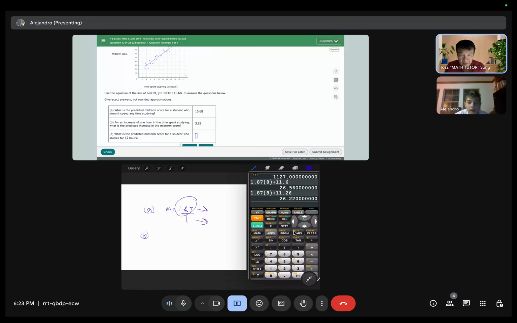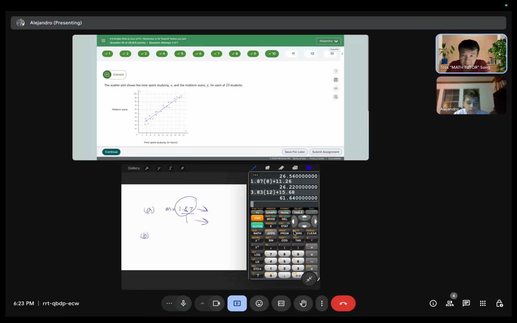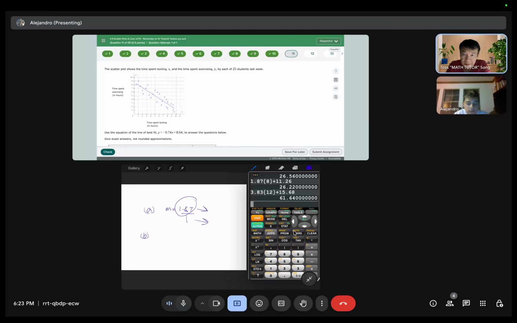Okay, we'll use the calculator again for 12 hours. So I'll plug in for the y. It'll be 3.83 times 12. Let me double check my input. Plus 15.68. See, when I press it, I don't look at it, so I missed a digit again. 15.68. Okay, there you go. So it should be 61.64, and that would be the score, yeah. So that's pretty good.